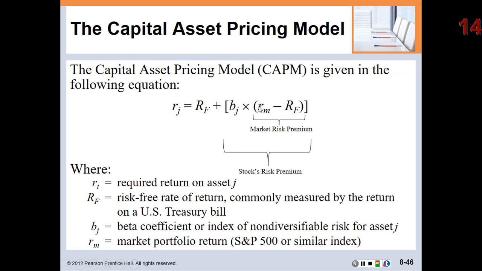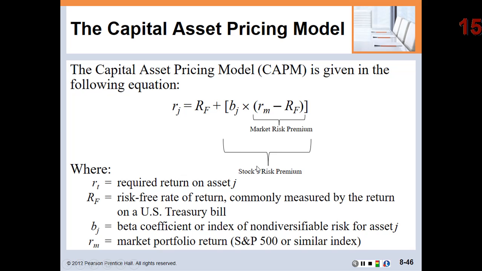Now, if we take the market risk premium and multiply it by the individual stock's beta, it's what's known as the stock's risk premium. Because this is how much additional you expect to earn by investing in this particular stock as compared to investing in a risk-free investment. For example, I used 8 minus 3 here, which was a 5% market risk premium, 5 percentage points.